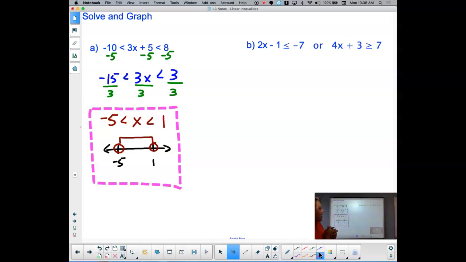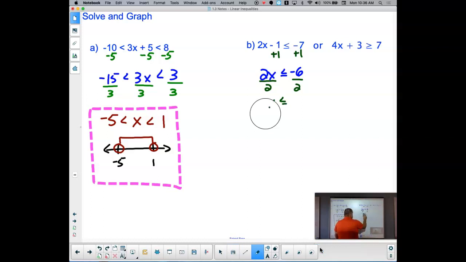In an OR case, you're going to work them separately. So you're going to work just this one. I'm going to add 1 to both sides. That's going to give me 2x is less than or equal to -6. Then I'm going to divide by 2. And that's going to give me x is less than or equal to -3.